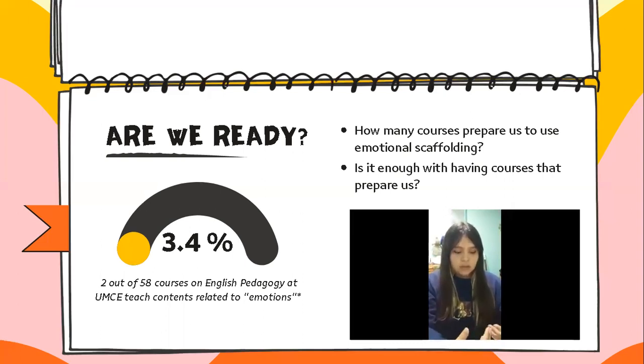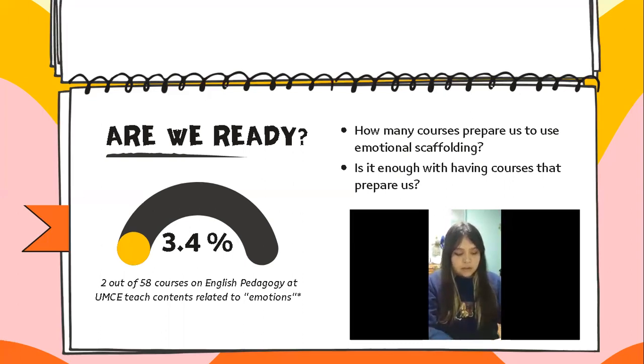So I consider that this number of courses is insufficient to learn how to use emotional scaffolding. Besides, in our own experience, these courses are focused on working with higher levels of education, such as elementary, secondary, and high school education. Another question is, do we need more courses then? And the answer is that we think we don't need more courses. First of all, because this would be detrimental for our mental health, and maybe we wouldn't be able to manage to have more than 58 courses all along our career.